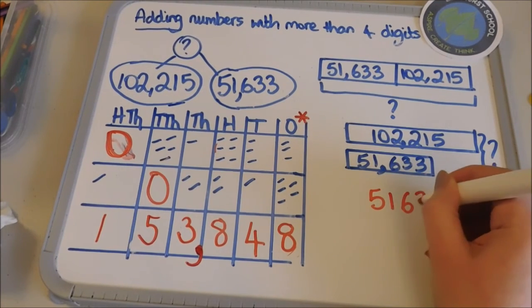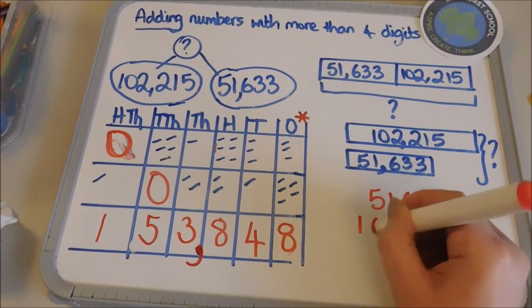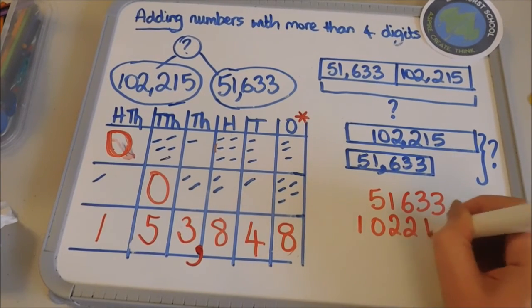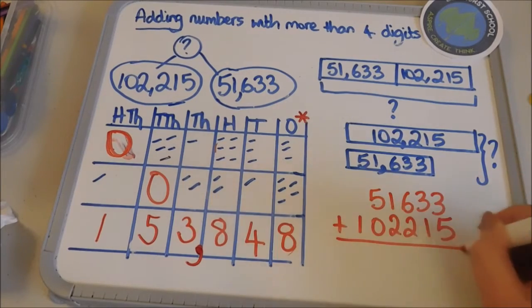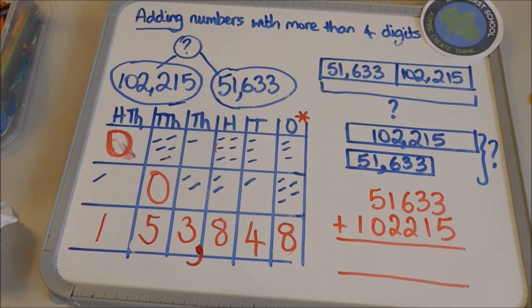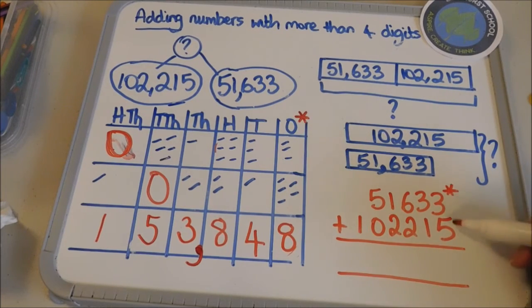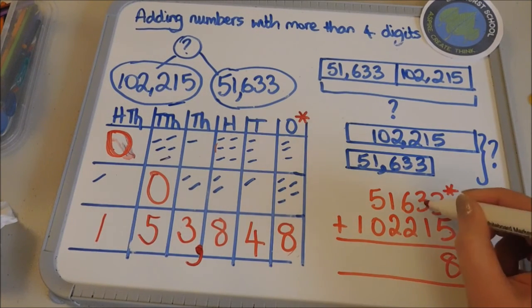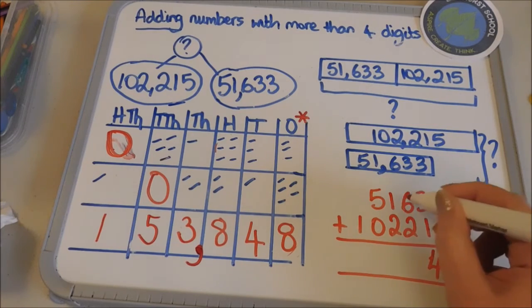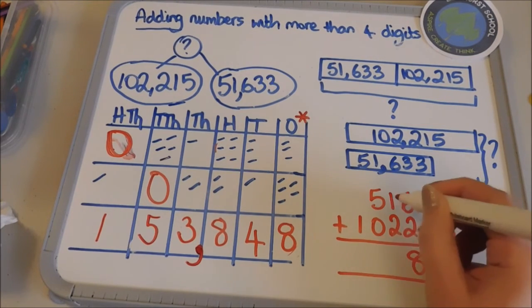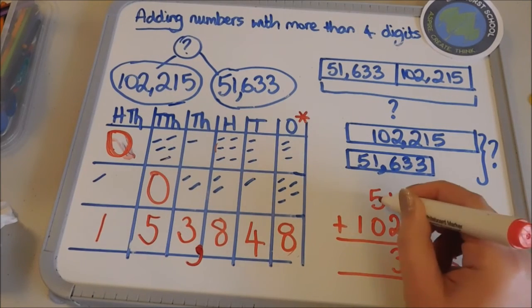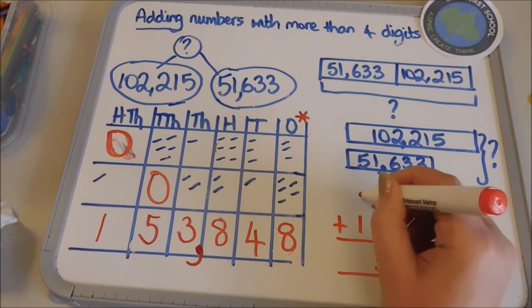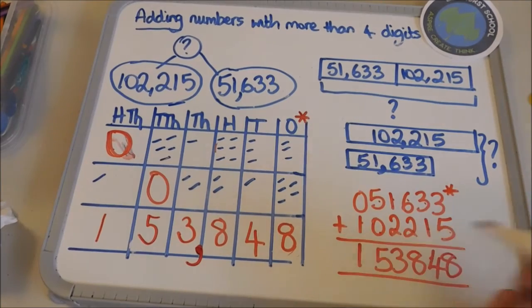Now, when your children become really confident, that's when they can then write their numbers in your usual column method. And they would repeat exactly the same process. Okay, so starting with the smallest column, 3 add 5 is 8, 3 add 1 is 4, 6 add 2 is 8, 1 add 2 is 3, 5 add nothing is 5, I've got nothing there, add 1 is 1. I'm going to separate my hundreds from the thousands with a comma, so 153,848.